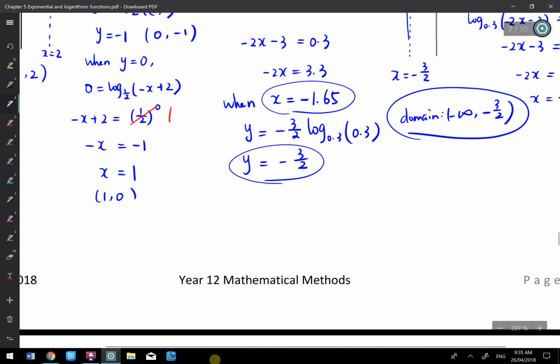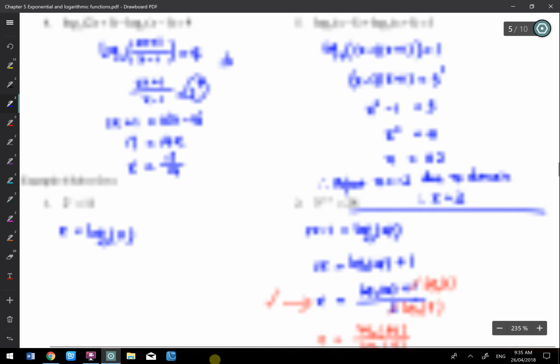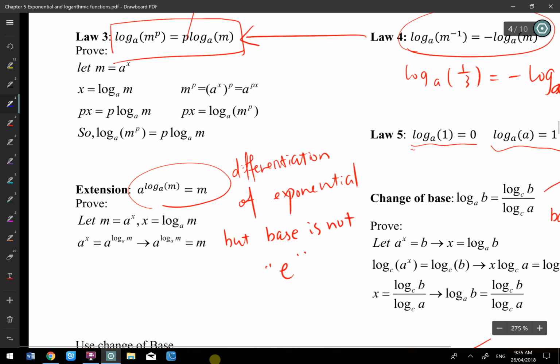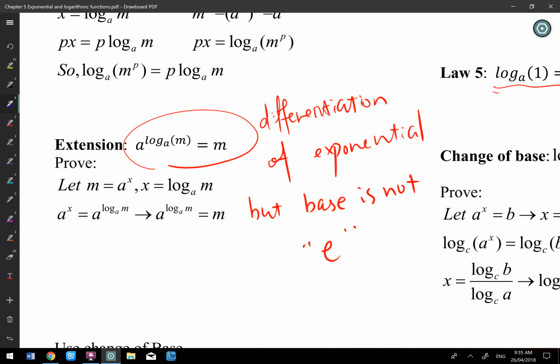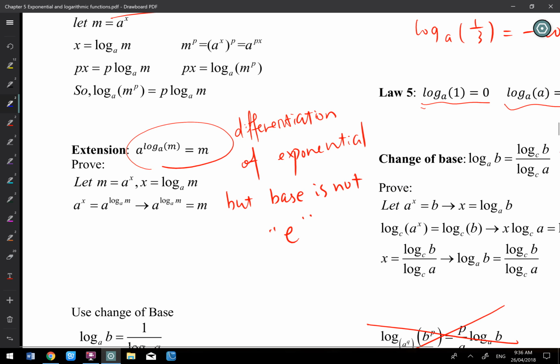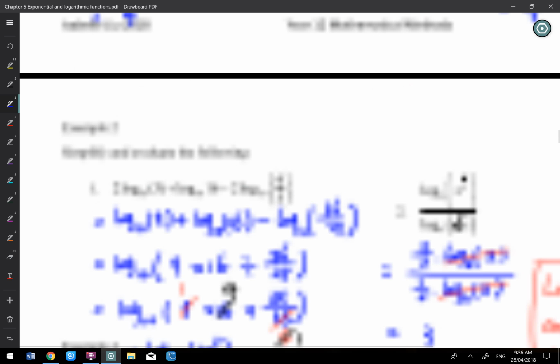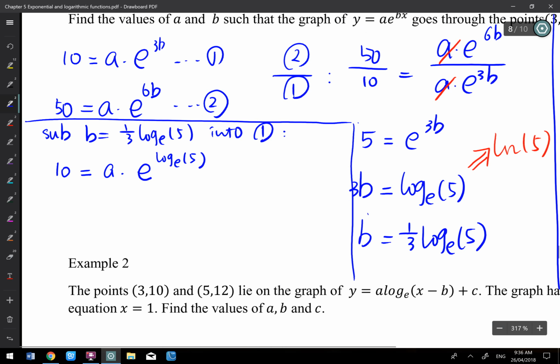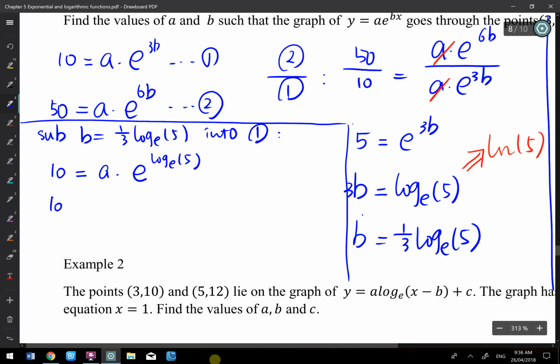a to the power of log a m equals m. That's the formula we have above. You must remember that a to the power of log a m equals m. We use that to differentiate exponentials when the base is not e, so we change the number to base e. Let's go back. So that's a 5, so 10 equals 5a. So a is 2.